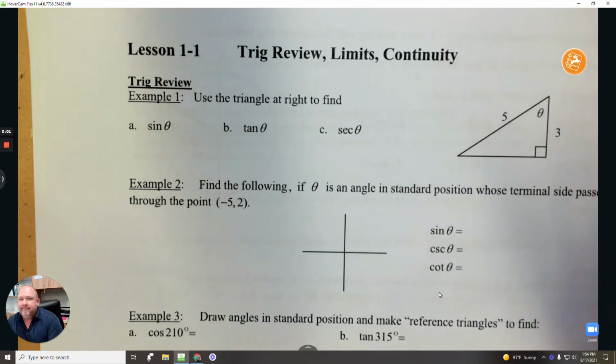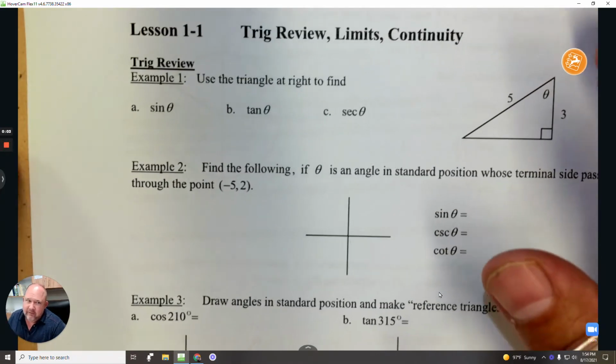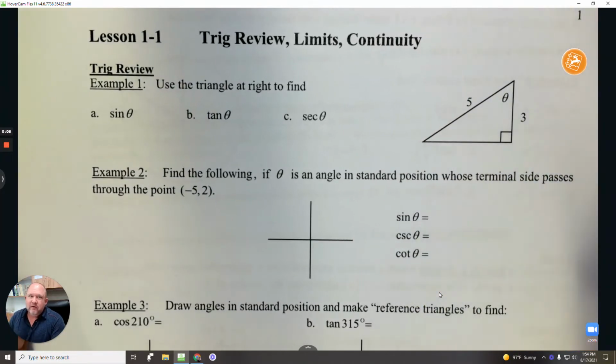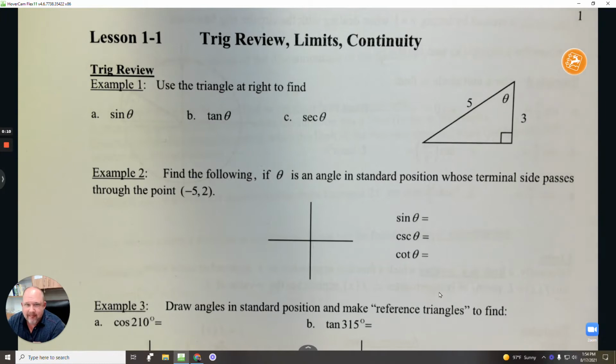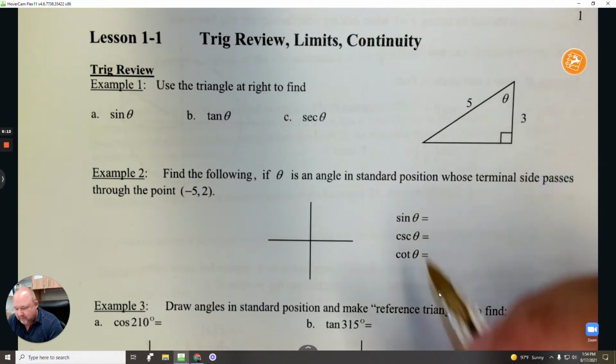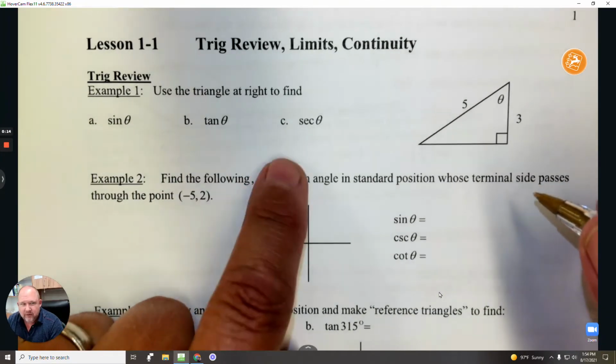Lesson 1-1, trig review, limits and continuity. Let's do a little trig, a little limits, and let's talk about continuity. Use the triangle at the right to find these three trig values.